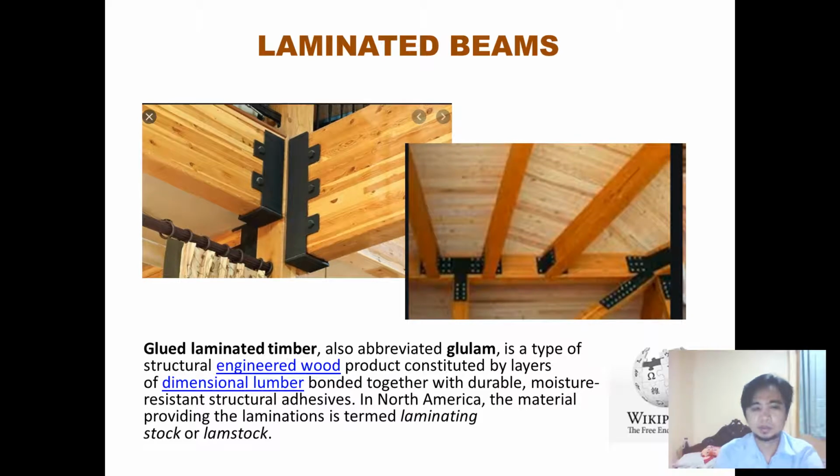So we also have laminated beams. Laminated beams are usually an engineered wood constituted by layers of dimensional lumber bonded together with durable moisture-resistant structural adhesives. In North America, the material providing the laminations is termed laminating stock or lam stock. By the way, glued laminated timber is abbreviated as glulam. And usually these timbers are connected by plate and bolt.